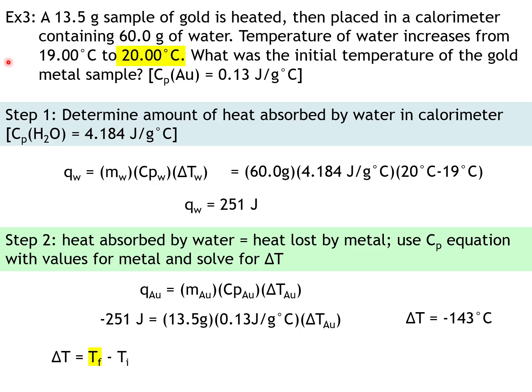Now, something you have to remember with delta, pretty much delta anything, especially when you're talking about thermochemistry, is that it means the final state minus the initial state. So we know what our final state was, because the temperature stops changing when the gold and the water are at the same temperature. So our final temperature for the gold was 20 degrees C. So negative 143 is equal to 20 degrees C minus our initial temperature, which gives us an initial temperature for that gold block that was put in the calorimeter of 163 degrees C.